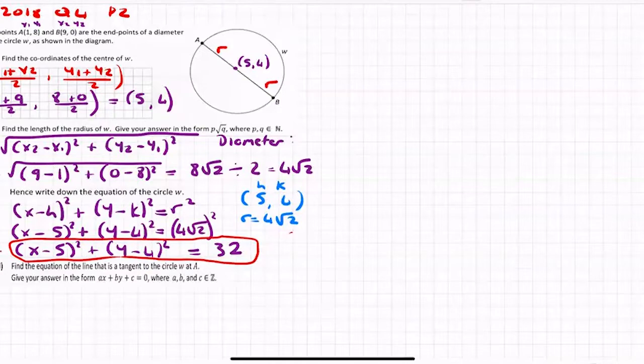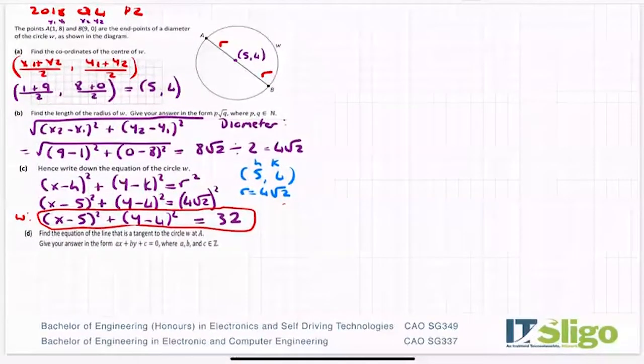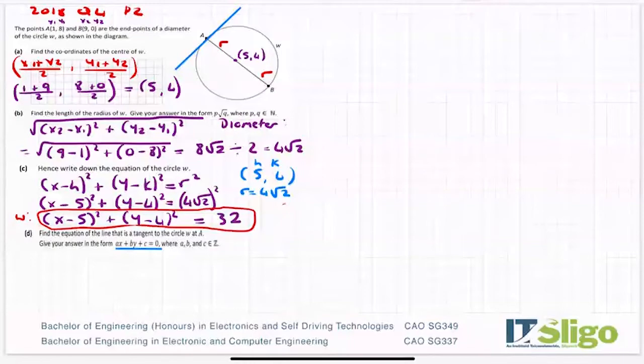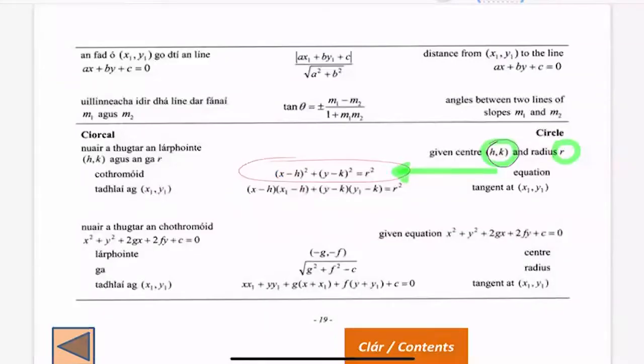Okay, find the equation of the line that is a tangent to the circle at A. So with my bestest drawing, I'm going to draw that tangent. Not too bad. Find the equation of the line that is a tangent to the circle at A. Give your answer in the form ax + by + c = 0. Okay, so a tangent is a line, so basically this is saying find the equation of a line.